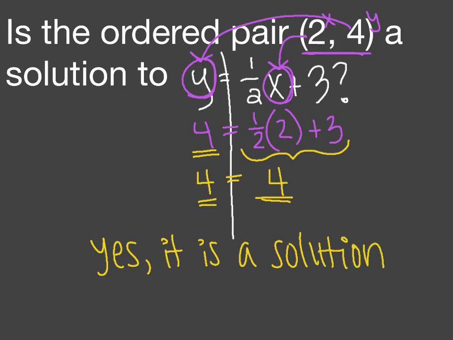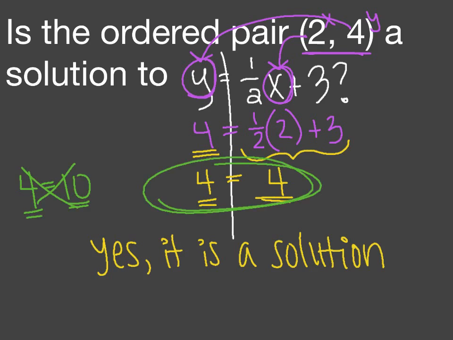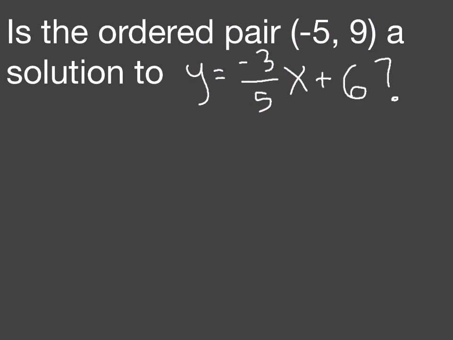Again, if we had calculated and we got something like 4 equals 10, where the two numbers were not the same, that would not be a solution. But because these two numbers were the same, that's how we knew it was a solution. Here's another question. Is the ordered pair -5, 9 a solution to y equals -3 over 5x plus 6? I would like you to pause the video and try this question on your own, and then start the video once you are ready to check your answer.